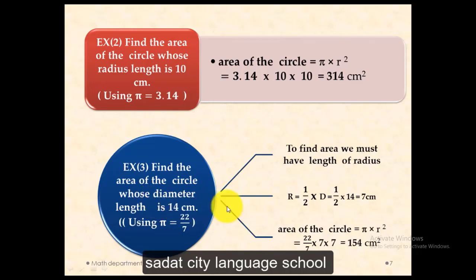If diameter equals 14, radius equals half of 14, which equals 7 centimeter. Now we have the length of the radius. Can we find the area of the circle? Yes, area of circle equals pi times radius power 2. We write the rule after this. First pi, he is using pi 22 over 7, and we have the length of radius 7 times 7. If we use a calculator, the answer will be 154 centimeter square.